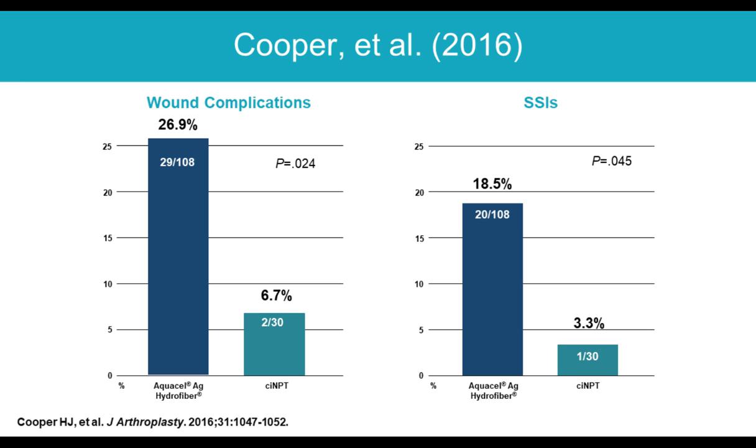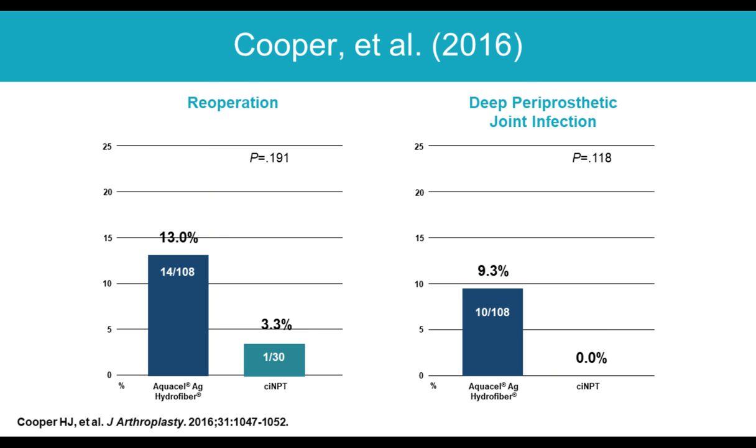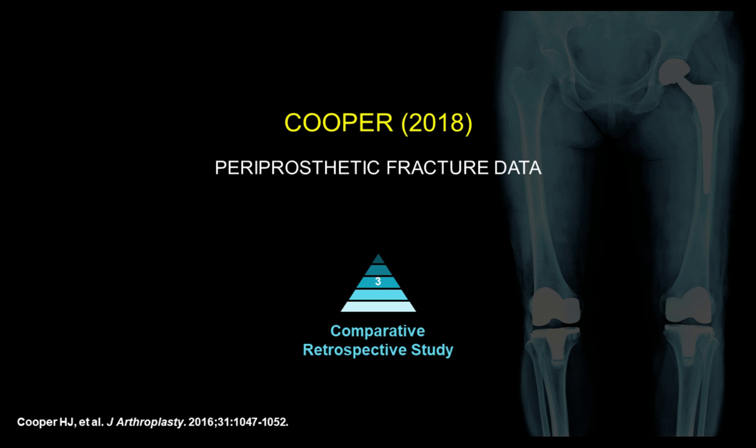So even with that little bit of bias against the negative pressure dressings being effective, I saw big differences in my rates of wound complication and surgical site infections in favor of negative pressure dressings. I also saw non-statistical decreases in reoperation rates and deep infection rates in my negative pressure dressing population.